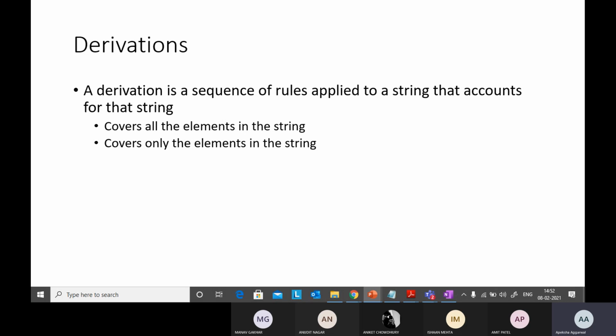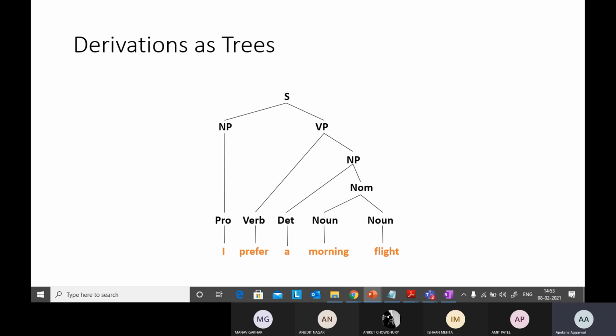Now, how to derive this? We have seen that we create a grammar for our sentence, and it should cover all the elements. Whenever you are creating a tree for your sentence, it should cover all the words that are present in your sentence. No word should be missed out, and it should cover only whatever is given in your sentence. It should not cover other words that are not relevant while deriving that tree. So this is the example. Noun phrase, verb phrase. The noun phrase is 'I', the verb phrase is 'prefer', then a noun phrase is further divided into a determiner, a noun, and a noun: morning flight.